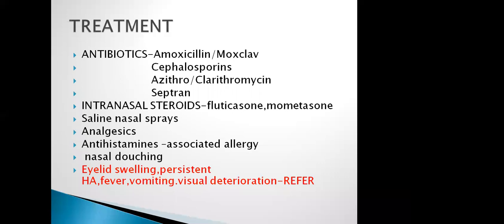If the symptoms are persisting and acute bacterial rhinosinusitis is suspected, go for an antibiotic like penicillins, amoxicillin or amoxiclav, cephalosporins, macrolides like azithromycin or clarithromycin can be given. And to relieve symptoms, can go for intranasal steroid like fluticasone nasal spray or mometasone nasal spray. Saline nasal spray will help to relieve the edema, remove the crust, and keep the hydration of the nasal cavity intact. For relieving the pain, analgesics like paracetamol, mefenamic acid can be given. And if any associated allergy is present, you can go for antihistamines. Nasal dousing is also advised.